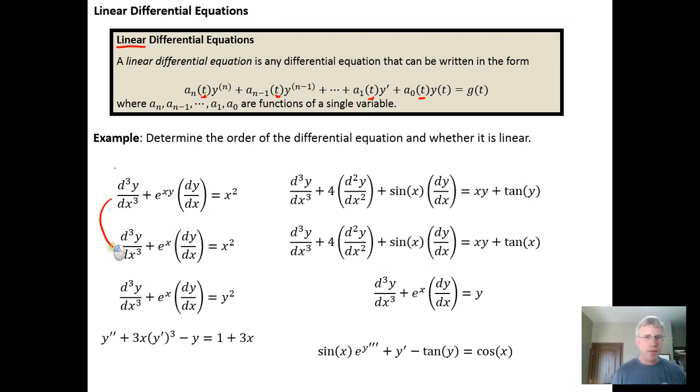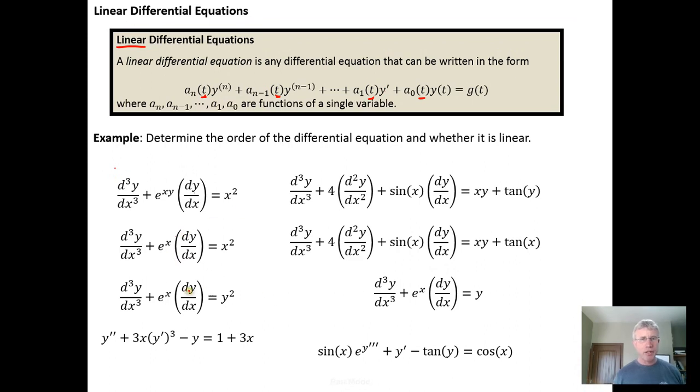And if you step down, you can see we just tweaked this slightly. Everything is the same, except instead of e to the x times y, now it's just e to the x, which means this coefficient is now a function of a single variable. The number 1 in front of the third derivative is a function of a single variable. So this is a third order, because the highest derivative is a 3, ordinary linear differential equation.